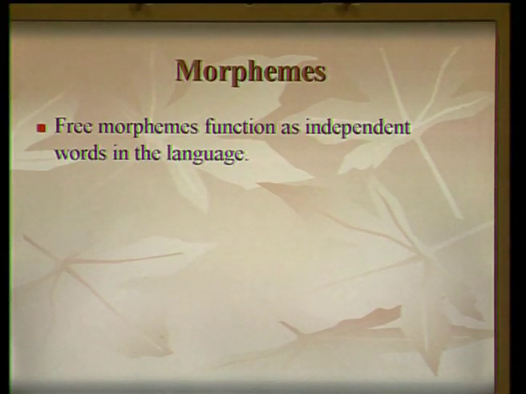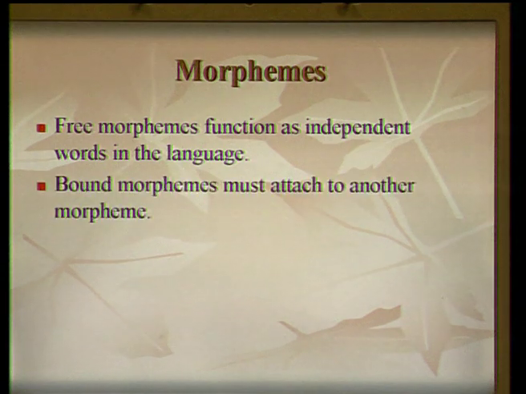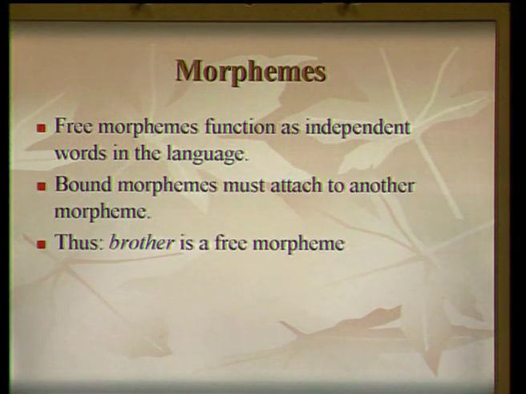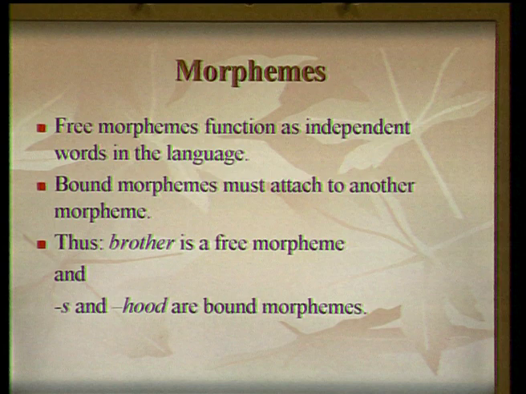Let us now look at some more of the main concepts: a free form and a bound form. You may have noticed that there are different kinds of morphemes. Free forms function as independent words in the language. Bound morphemes must attach to another morpheme. Thus, brother is a free morpheme, and s and hood are bound morphemes. You notice, therefore, that free forms are words or lexemes. Bound forms are affixes. But do remember that all words are not free forms. All lexemes are not free forms.